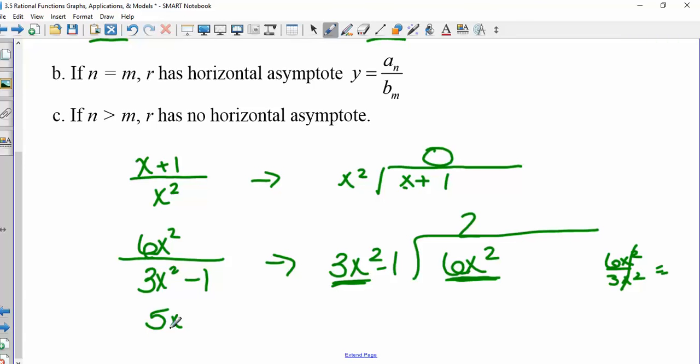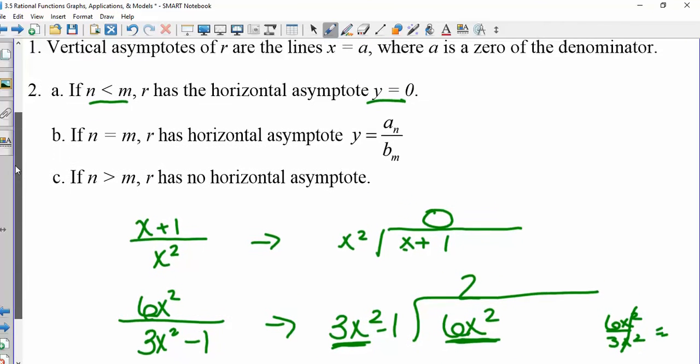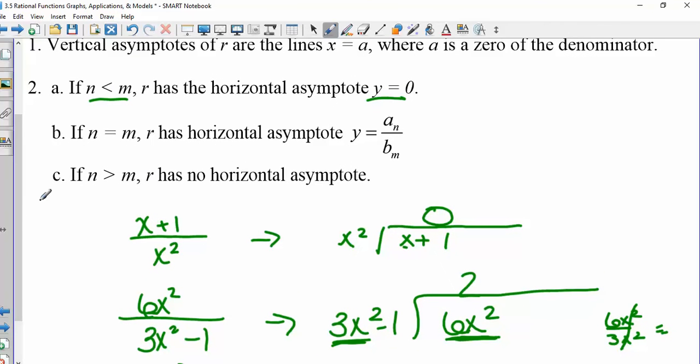If the degree of the top is bigger, so like if I had 5x to the third plus 1 over 2x, okay, when you go to divide this, to be a horizontal line, it has to be y equals a number. When I divide this, 5x cubed over 2x, won't I still have x's with it? Yeah, so it's not horizontal then.